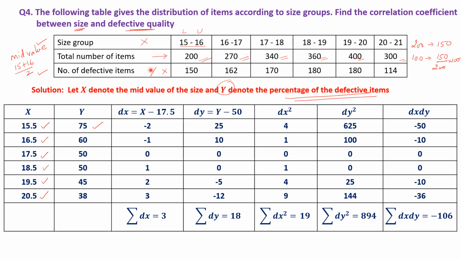So this problem is slightly different from the other three, which were exactly straightforward. So here, when I'm asking you to find the correlation coefficient between size and defective quality, where the number of defective items are dependent on different total numbers of items, we shall bring it down to a common number as 100, so that the percentage is calculated, and they are considered as the value of y. And then we shall proceed in the substitution of the formula.